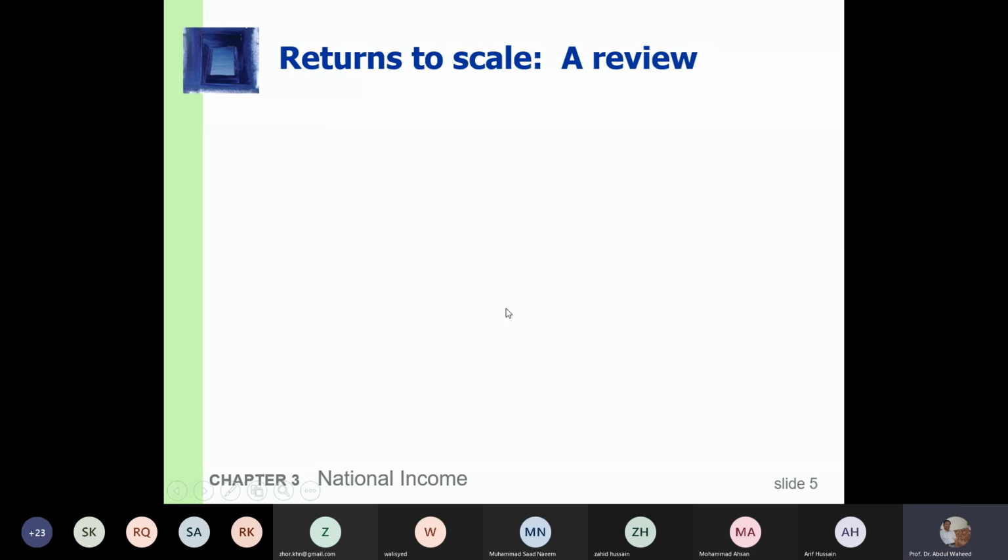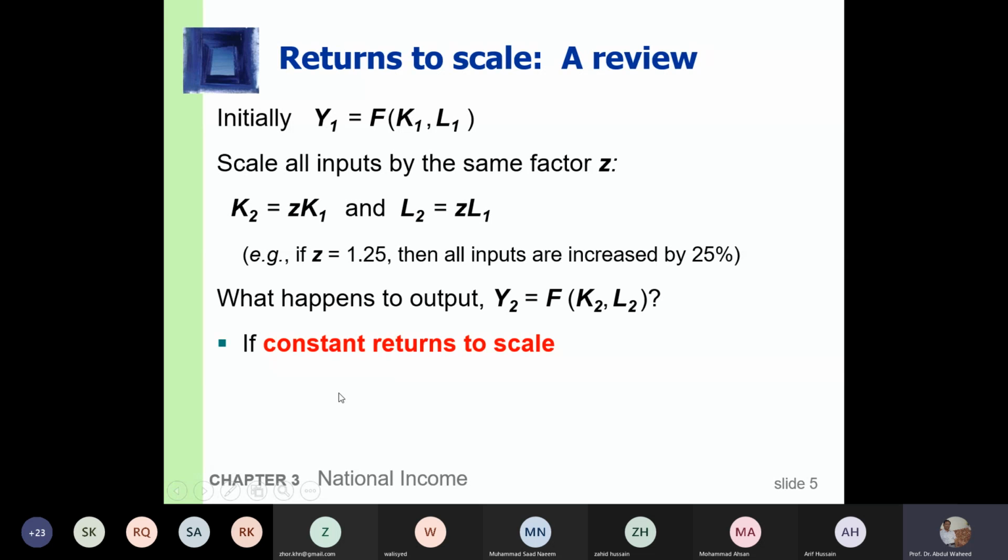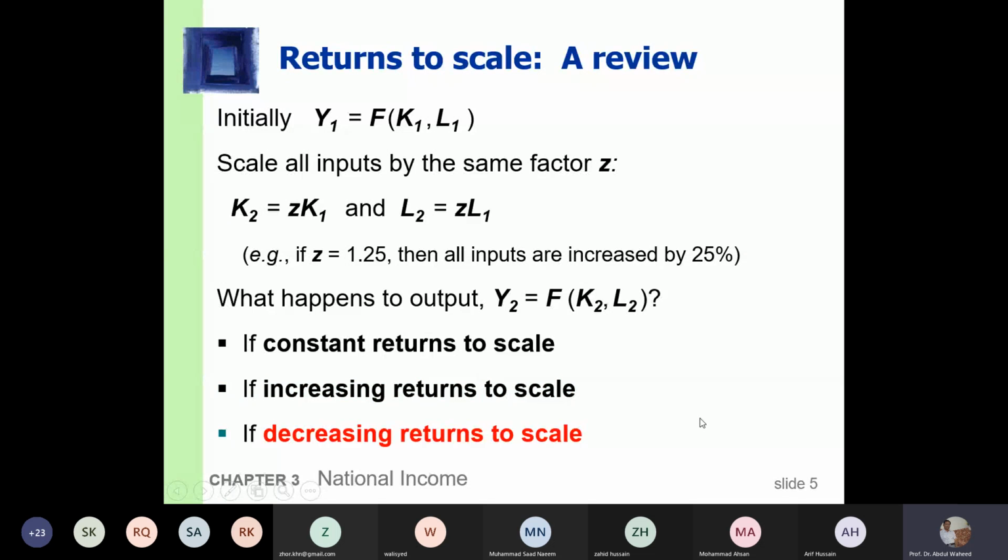Now, we have a concept of returns to scale. We have three types of returns to scale: constant returns to scale, increasing returns to scale, and decreasing returns to scale. For constant returns to scale, if we increase all inputs by some proportion and output also increases by that proportion, then we say there exists constant returns to scale.